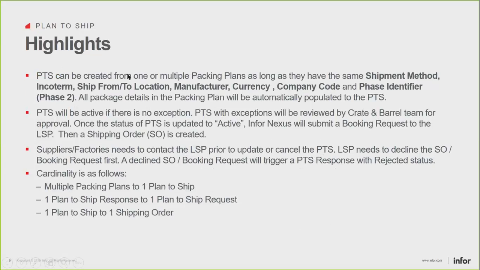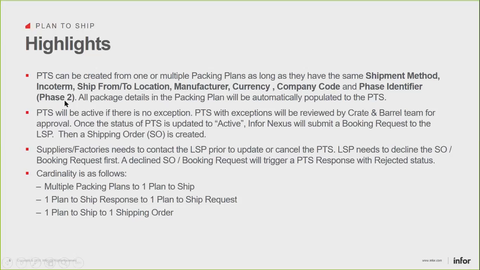A plan to ship can be created from one or multiple packing plans as long as these packing plans have the same shipment method, Incoterm, ship from and ship to location, manufacturer, currency, company code, and a phase identifier. So this is a field on the PO. Okay, and if this phase 2 is indicated as yes, then we say this is a phase 2 order, and plan to ship will be required for phase 2 orders.